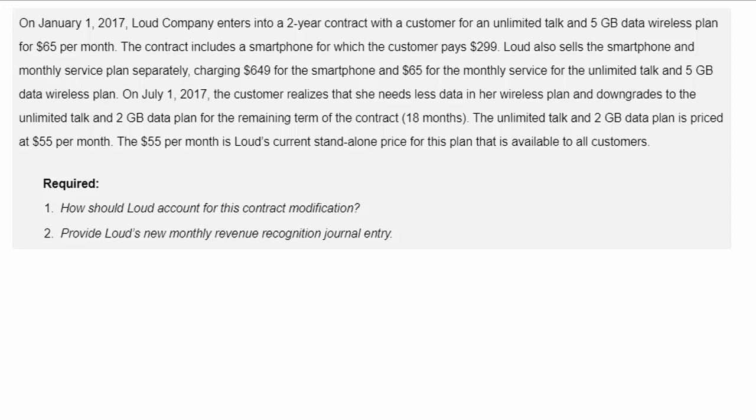Okay, let's explore this situation. It involves revenue recognition. It involves modification of a contract. So let me read the problem to you.